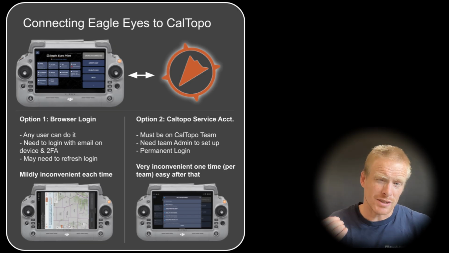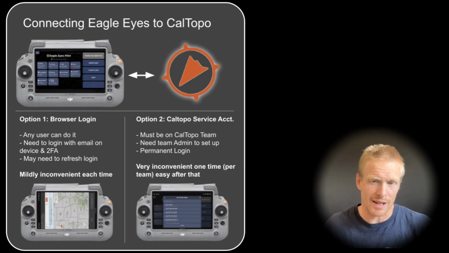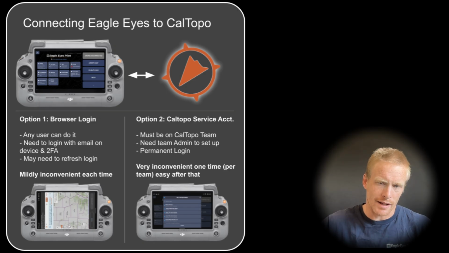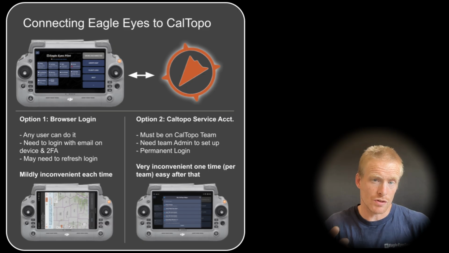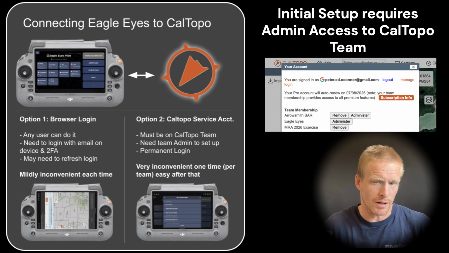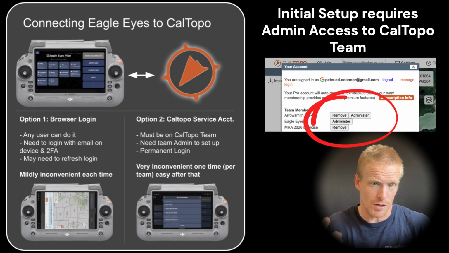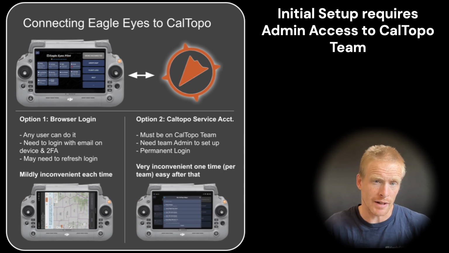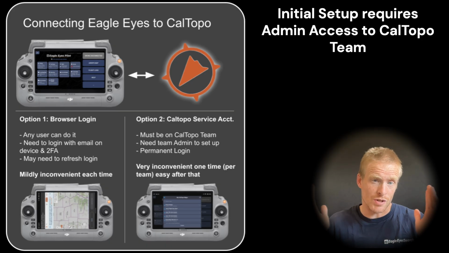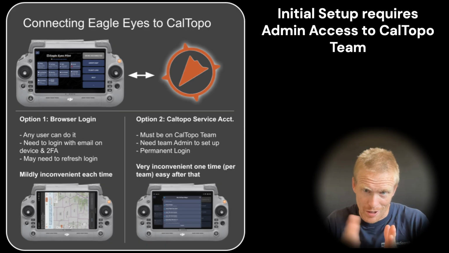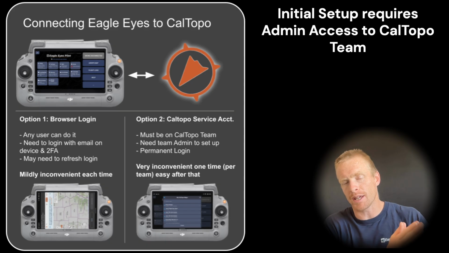On CalTopo Teams accounts, you're able to create a so-called service account that gives you a permanent login to your team. In order for this to work, you have to be on a CalTopo team, and you need to either be the team admin or be in contact with the team admin to set this up in the first place. But that's a one-off. Once you have that set up, you have a permanent login. So basically the service account approach is very inconvenient one time, and we're about to walk through how to get that set up, but pretty easy after that.